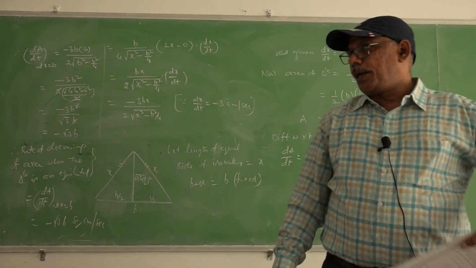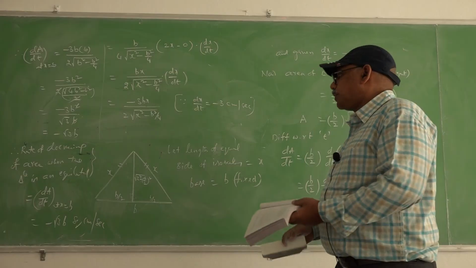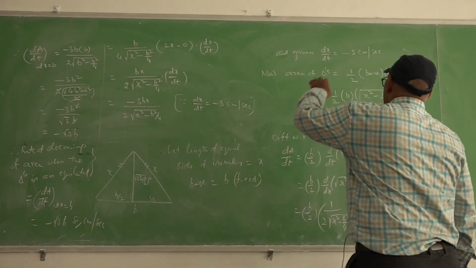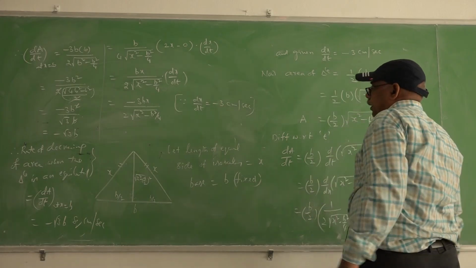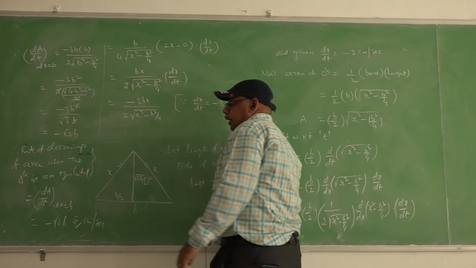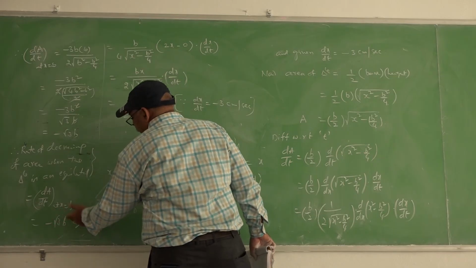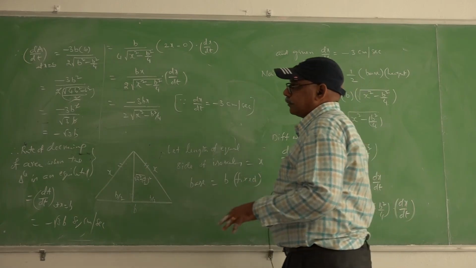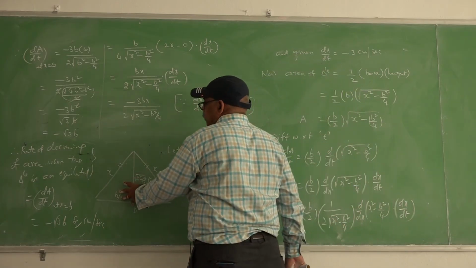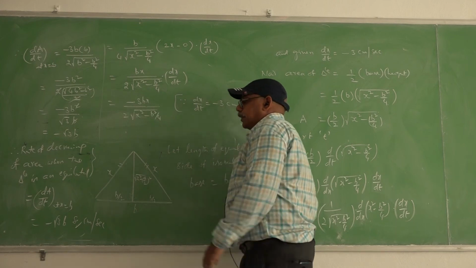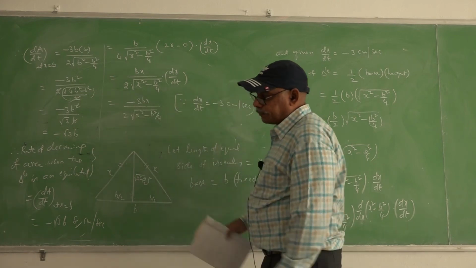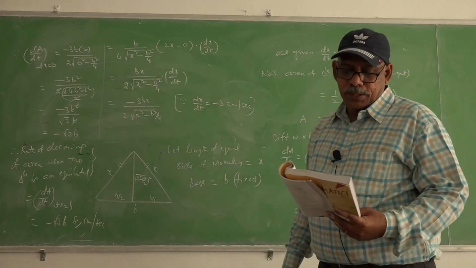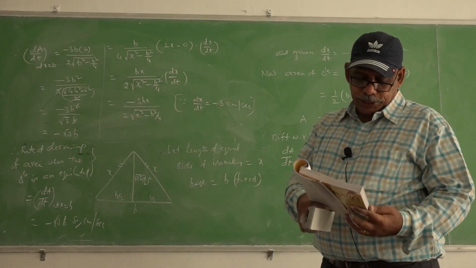In the isosceles triangle, the equal sides are decreasing at the rate of 3 centimeters per second. The area is decreasing at the rate of root 3b square centimeters per second whenever the isosceles triangle becomes equilateral. That means whenever x equal to b itself. That is one important problem in rate of change.